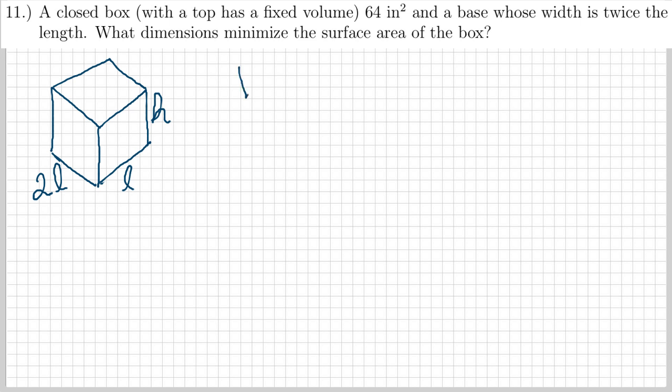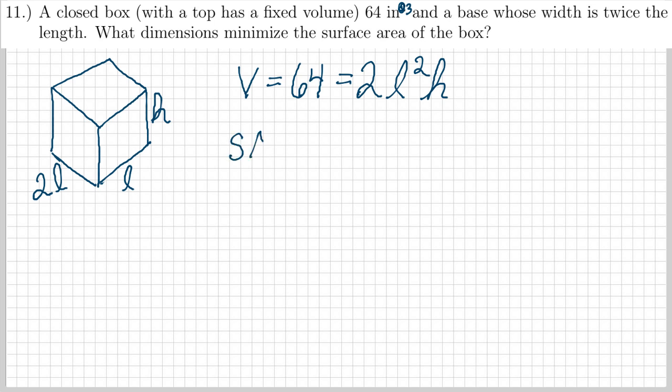So the volume is equal to 64 inches. Oh man, I screwed up so much here. That should be 64 cubic inches, because it's the volume. And that is equal to 2L squared H. And so in that case, this is our constraint equation.